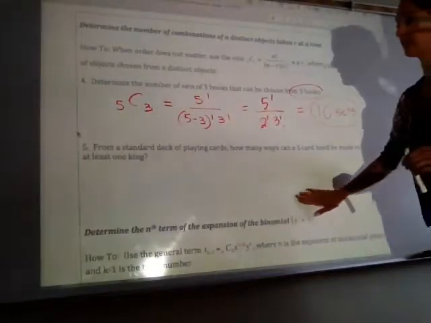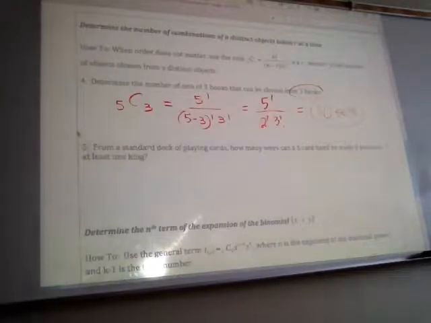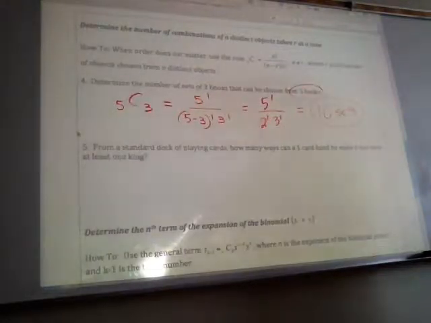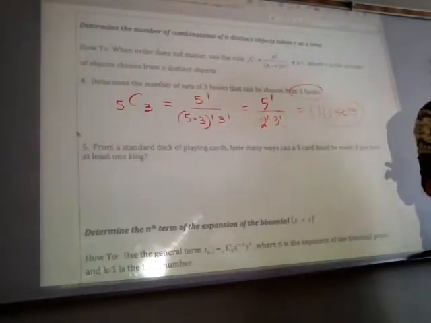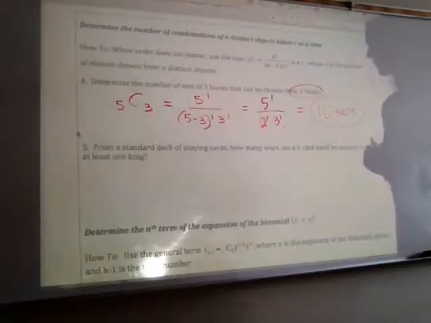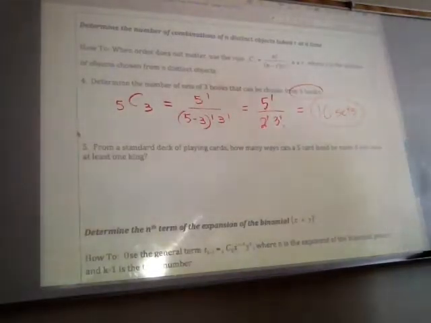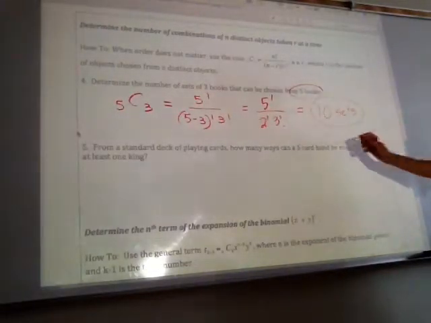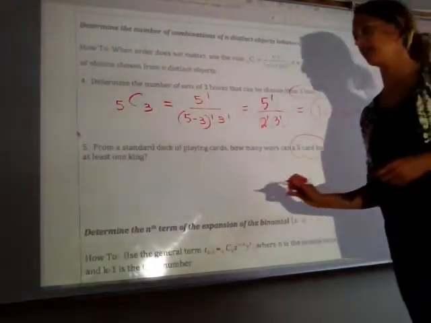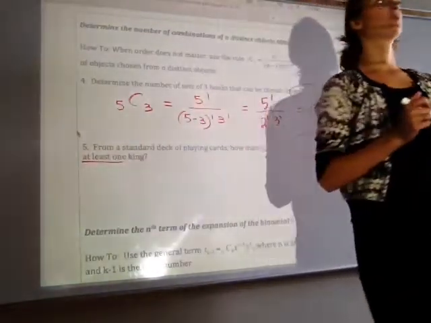Okay, second example for this one. We're playing from a standard deck of cards. How many cards is that? Good, 52. Who said 54 the other day because of the jokers? Okay, we don't include the jokers, okay? So only 52 cards. Okay, how many ways can a 5-card hand be made if you have at least 1 king? So there's 2 ways we could do this.